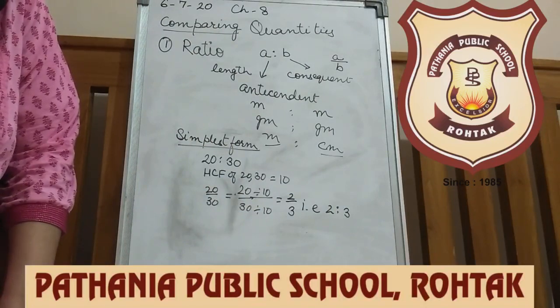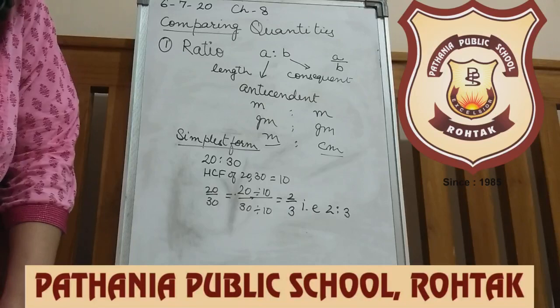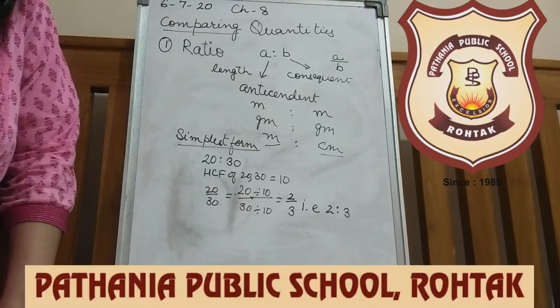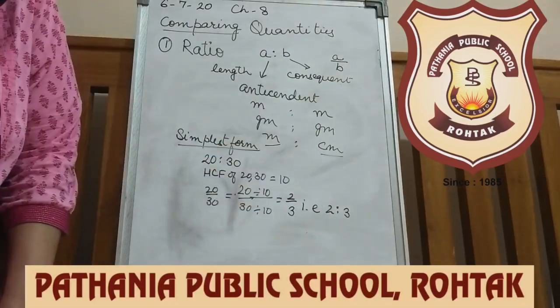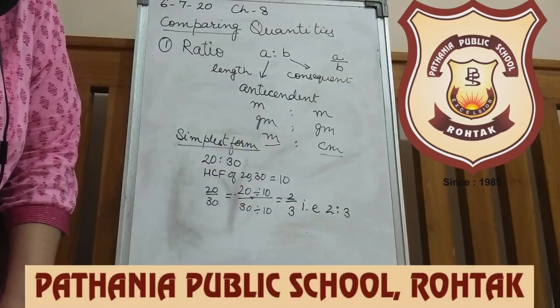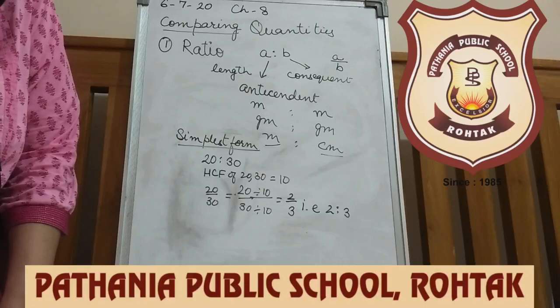Writing the simplest form of the given ratio: first convert them into fraction, then find the HCF of both the numerator and denominator, and then divide each of them with the HCF and you will get the simplest form. Then write it in the ratio form. This is the easiest method of writing in the simplest form.